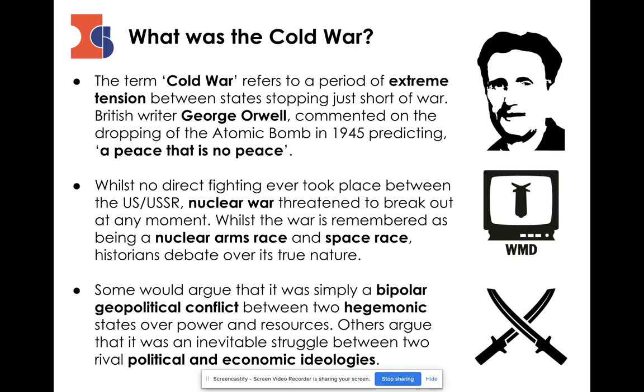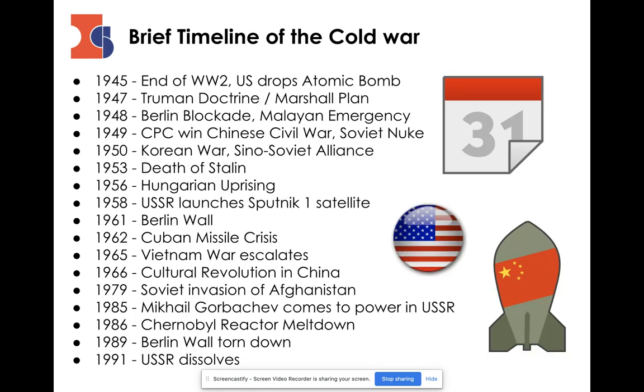However, others would argue, no, this was quantitatively and qualitatively different. This was an ideological struggle. It wasn't just about power. It was about the ideas that shape human history and the future of humanity. So there's different ways of looking at the Cold War.